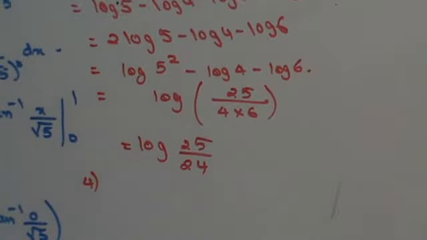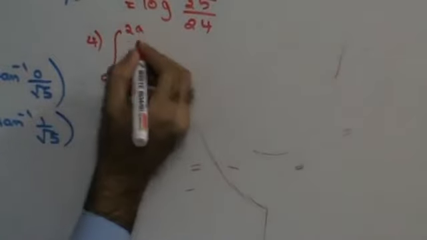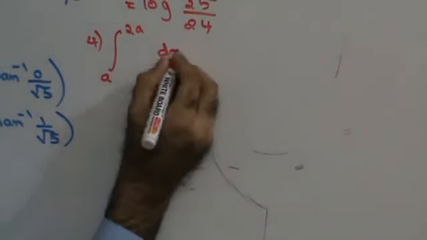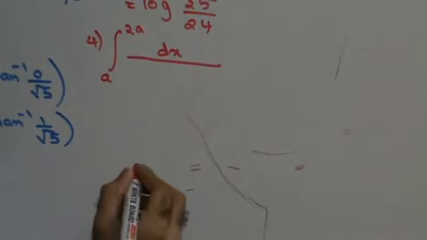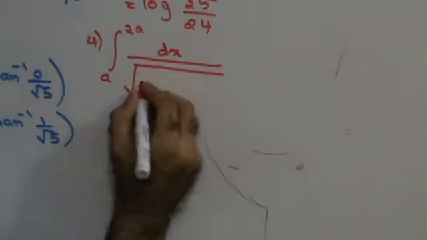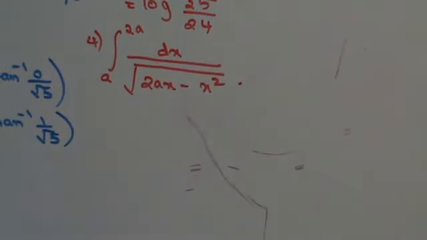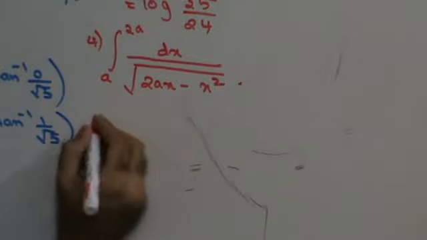Integral of a to 2a dx upon root of 2ax minus x square. Quadratic, right? I need to find out the last term.